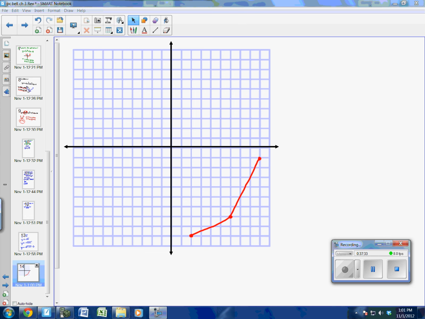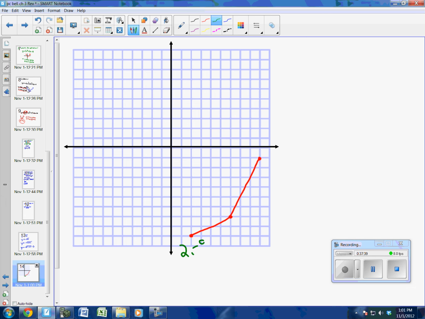Michaela wants me to give the points. I will do that. That's a good idea. 2 comma negative 9. 6 comma negative 7 and 9 comma negative 1 are the points, and I need you to graph the inverse.